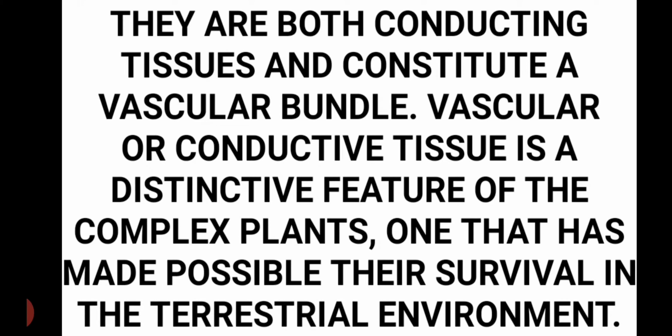They are both conductive tissue and constitute a vascular bundle. That means they are conducting the food material from one part to another in the plants. Vascular or conductive tissue is a distinctive feature of a complex plant. That means it is a very important feature of any complex plant, by which it is possible for them to survive in the terrestrial environment. That means only by the help of this vascular bundle, these plants are able to survive in the terrestrial environment.